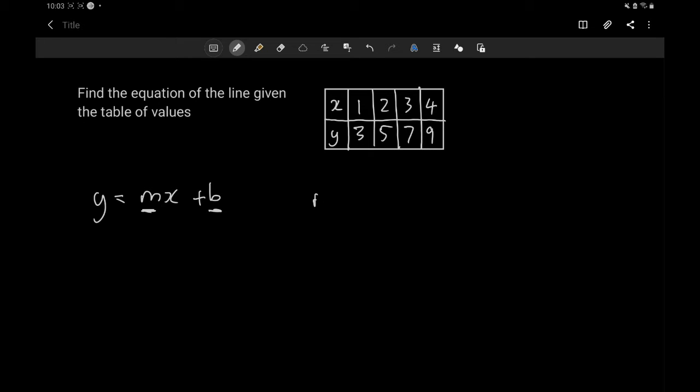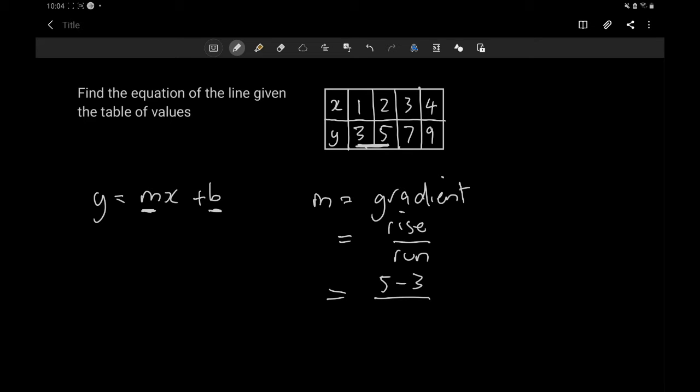We know that m is the gradient of the line, and we find that by finding the rise and dividing it by the run. So we know that the rise is the y value, so it is the difference between these two numbers, so that's 5 minus 3, over the run, which is the x value, which is 2 minus 1, and we should get 5 minus 3 is 2, and 2 minus 1 is 1, and 2 over 1 is 2. So therefore your gradient is 2.